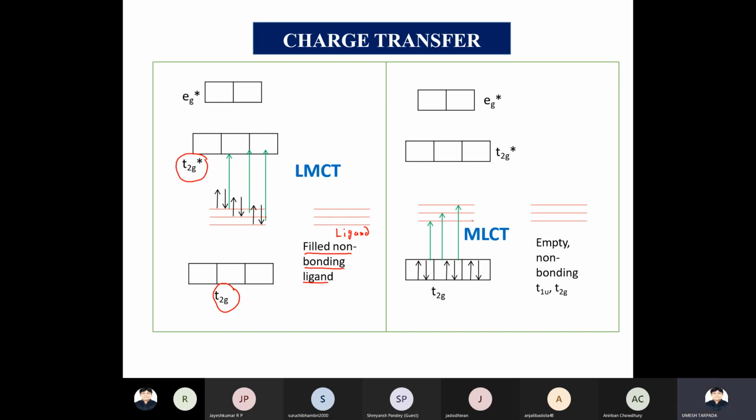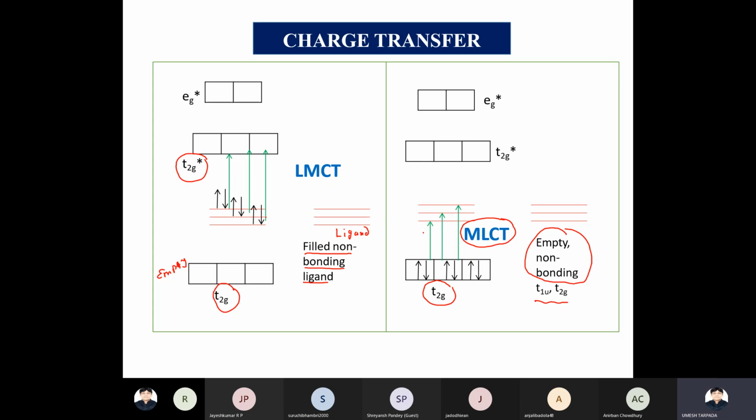And the second case is like this, in which you can see here T2G is filled, this is empty. So here electrons are received in antibonding. But see, T2G has 6 electrons and ligand has empty orbitals. The ligand has all these empty orbitals, T1U, T2G, all supposedly empty, there are no electrons in them. So in that case, metal can donate electrons to ligand, so you can have this type of charge transfer spectra.